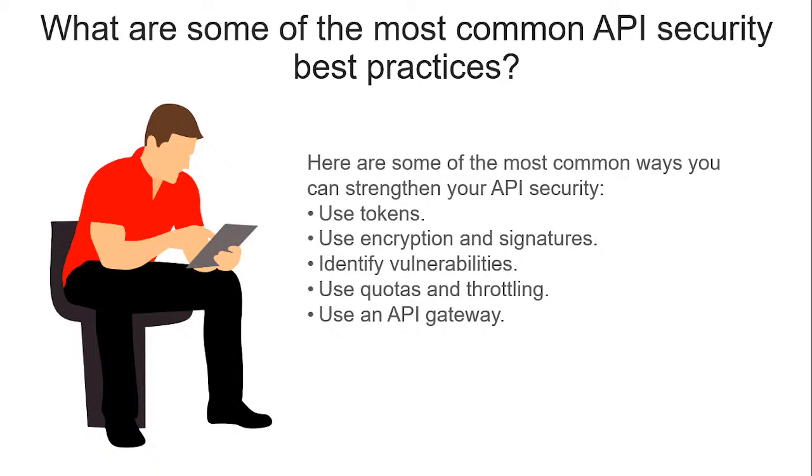Use an API gateway. API gateway act as a major point of enforcement for API traffic. A good gateway allows you to authenticate traffic as well as control and analyze how your APIs are used.